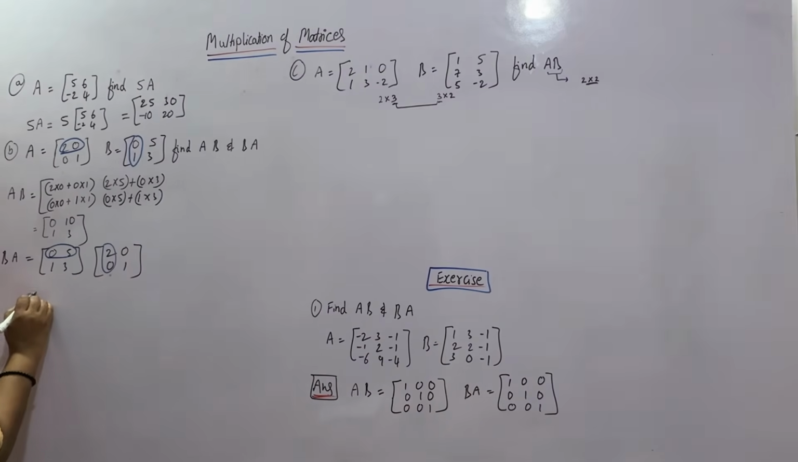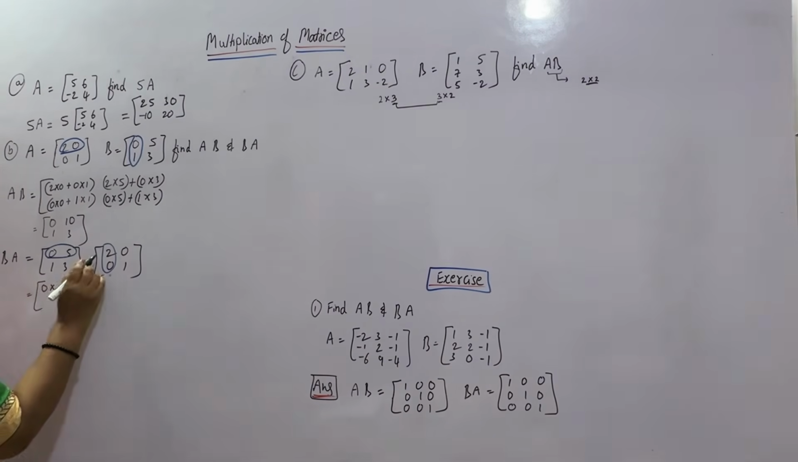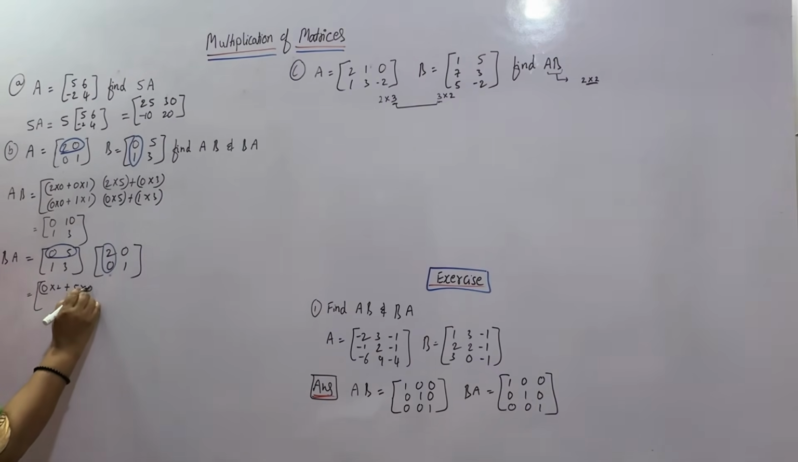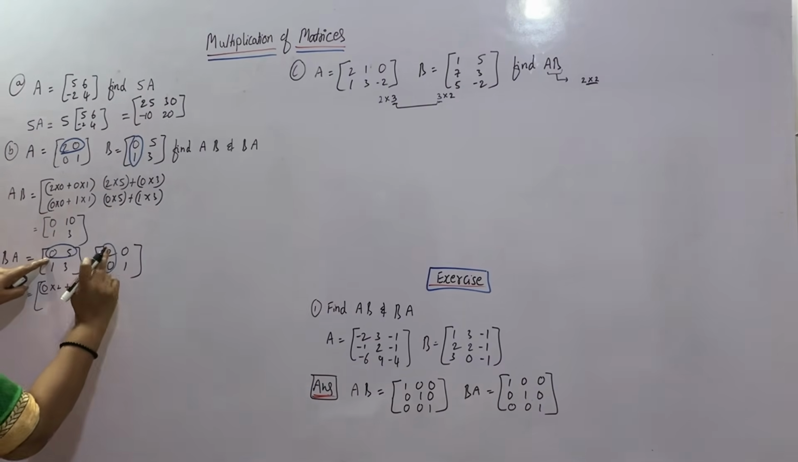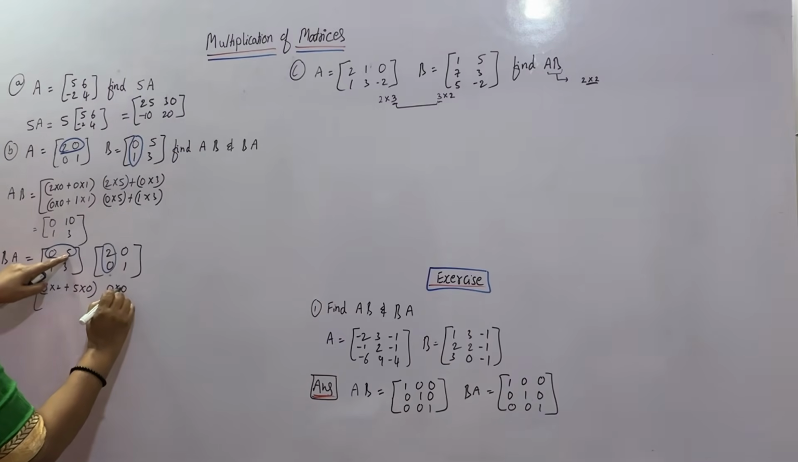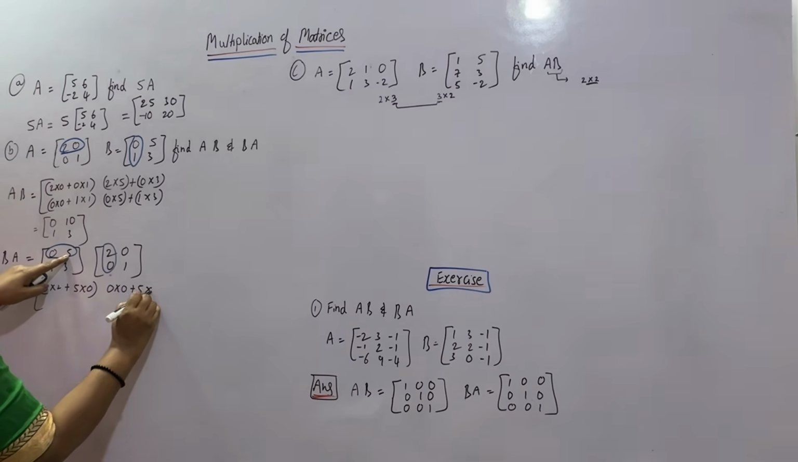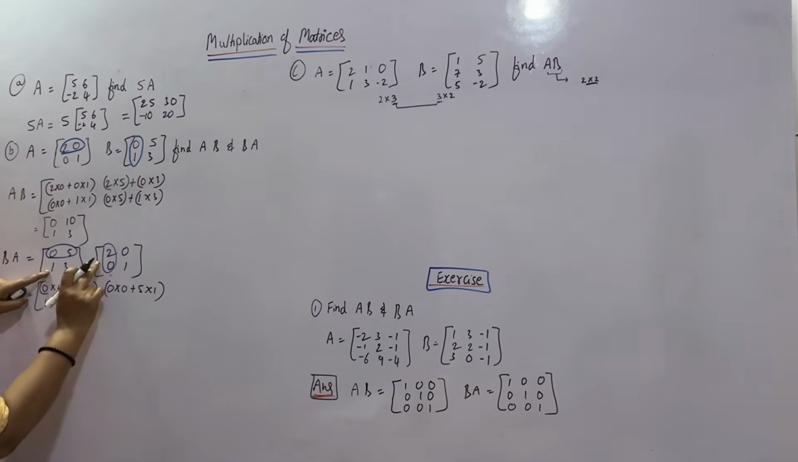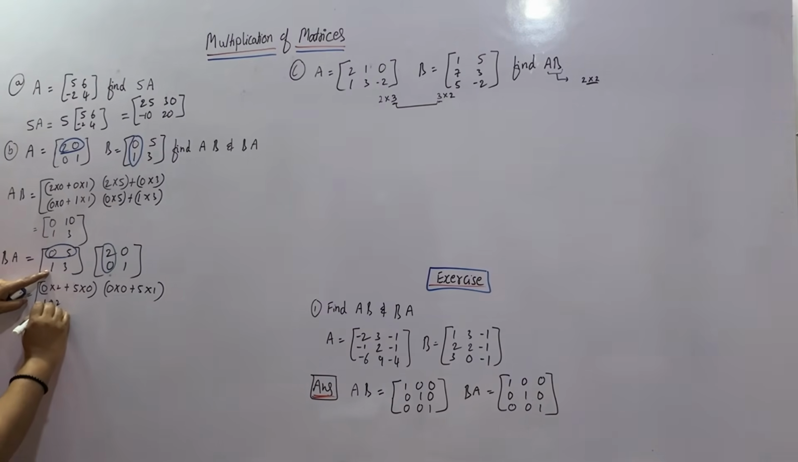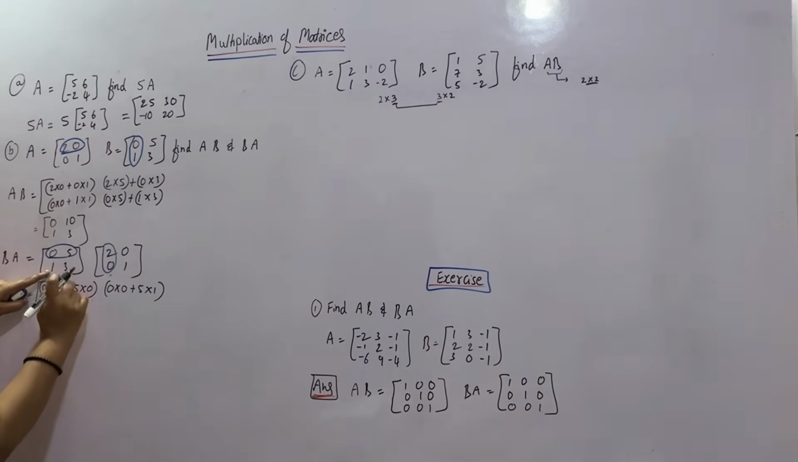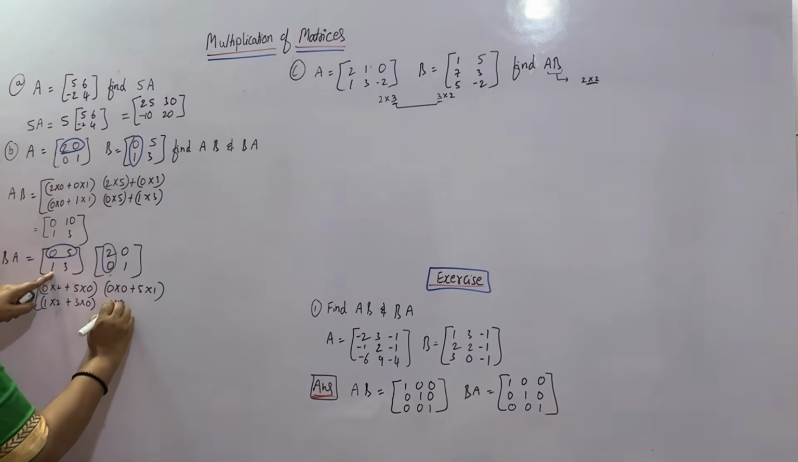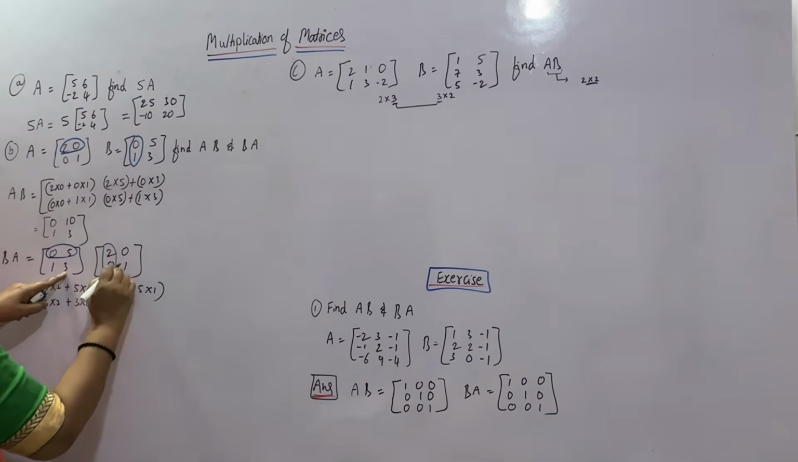Multiply. 0 into 2 plus 5 into 0. Next one, 0 into 0 plus 5 into 1. For the third one, 1 into 2, this row with another column. 1 into 2 plus 3 into 0. Next, 1 into 0 plus 3 into 1.